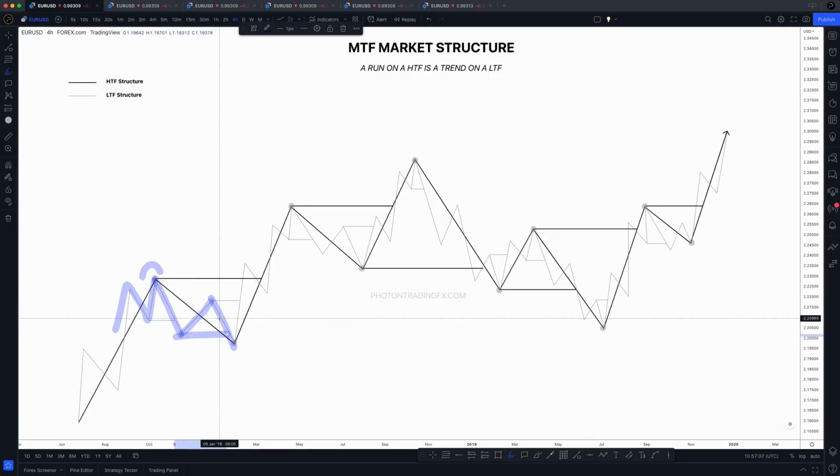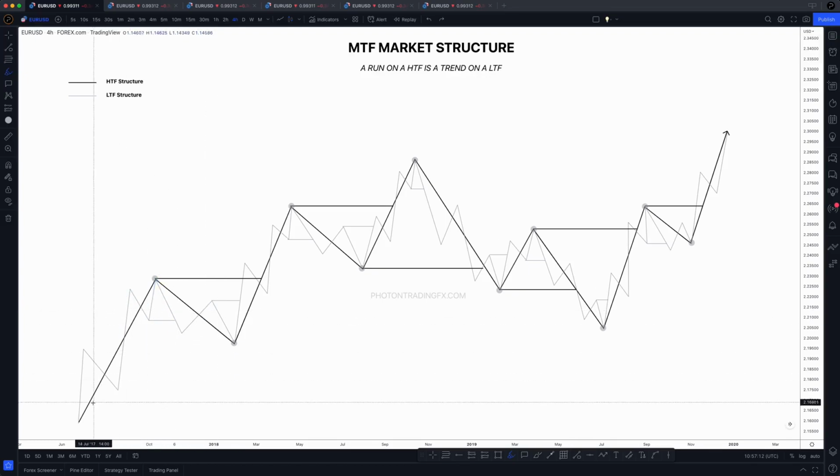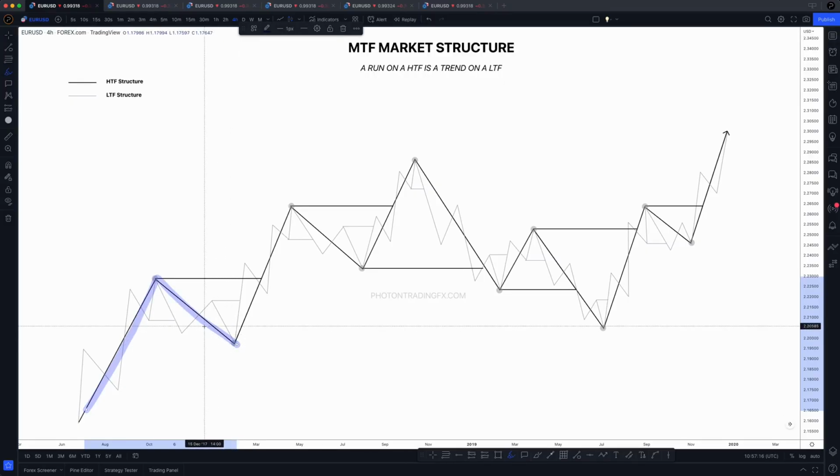But what we have to realize is that the higher time frame is only a pullback, right? Because the higher time frame is bullish. We know it made a higher high. It's simply pulling back, and we have to understand that the lower time frame only switched bearish to facilitate that higher time frame pullback.